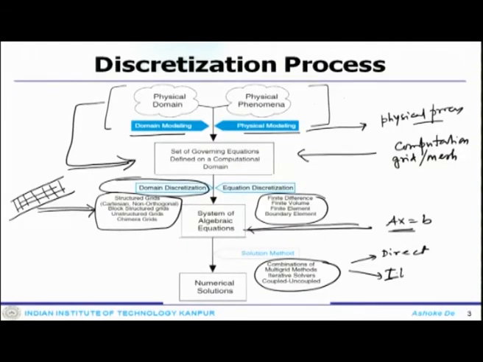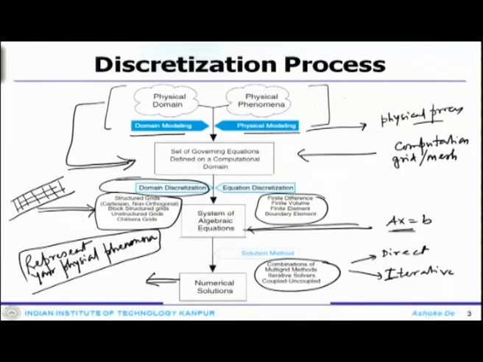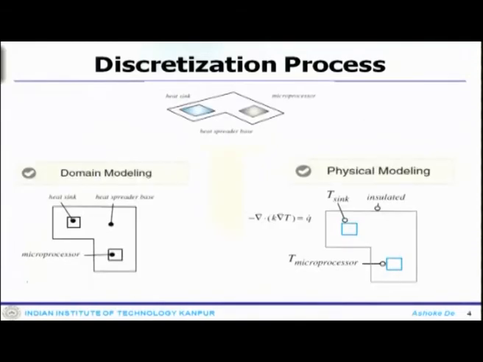So, it could be an iterative solver. Then once you get the numerical solution, that will actually represent your physical phenomena. Okay. So, this is how you get the system going.